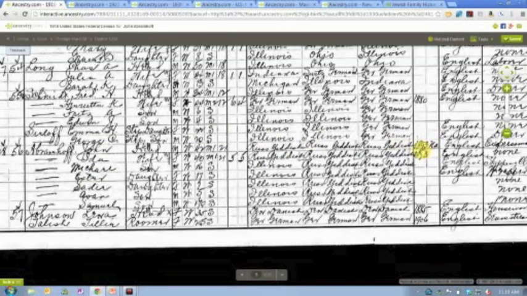This lists their immigration year as 1893. So now we're talking 2 years later than what the 1900 census said. I would record that date as well, just as information, so that when I start looking for that immigration passenger list or that naturalization paperwork, I know what time frame or what window I'm working with. Again, he lists that he's a naturalized citizen.